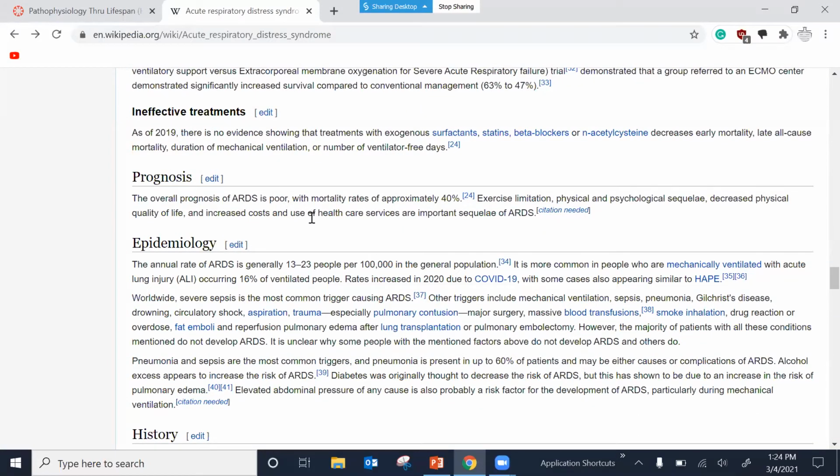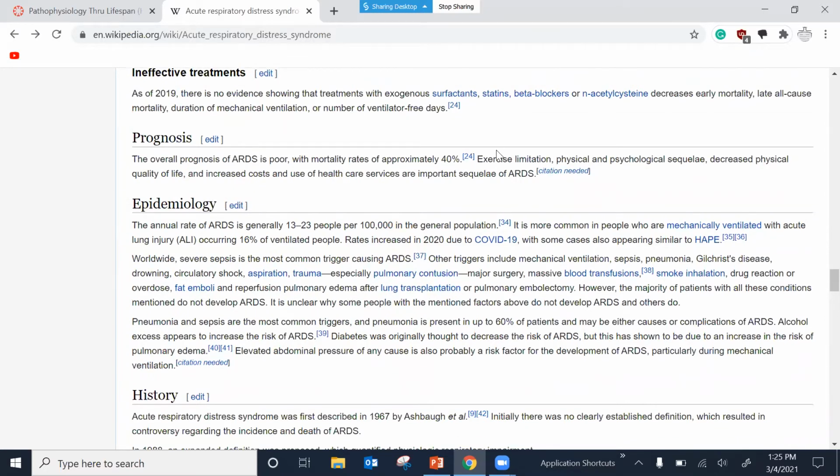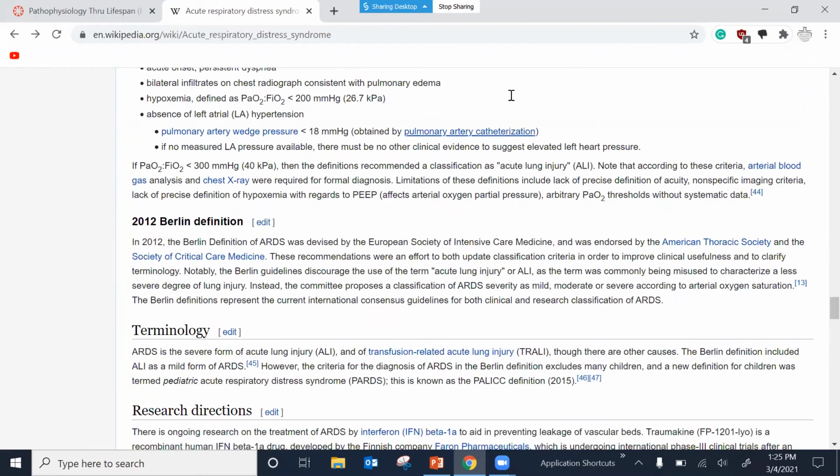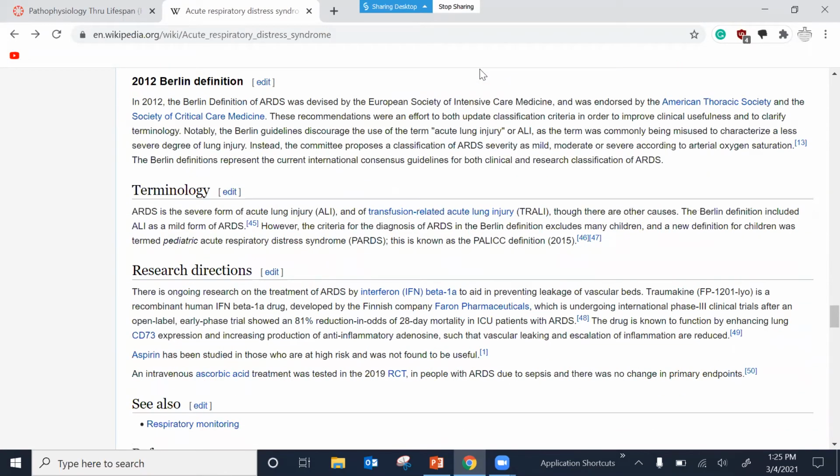Prognosis of ARDS is poor. And again, this is in your book. Your book talks about this, and we'll go back to the PowerPoint in a second. Mortality rates are about 40%. If you catch the ARDS, you've got about a 40% chance of dying. All righty. I'm going to X out of Wikipedia.